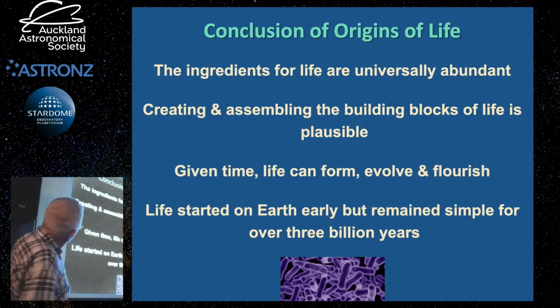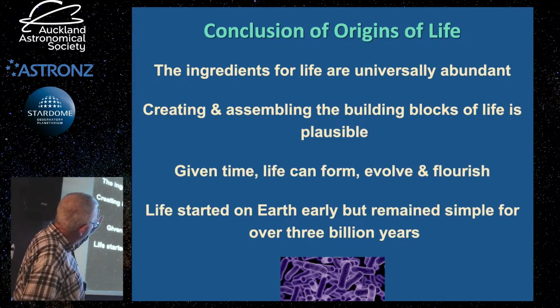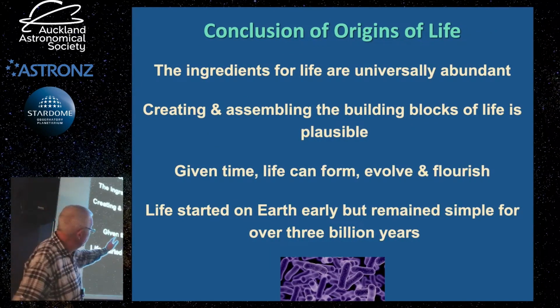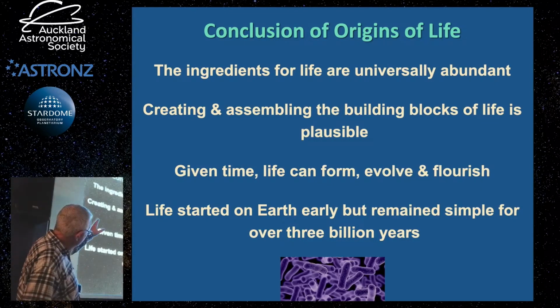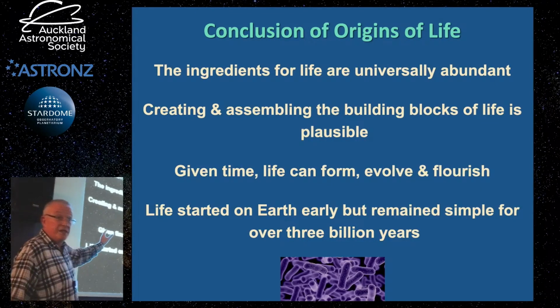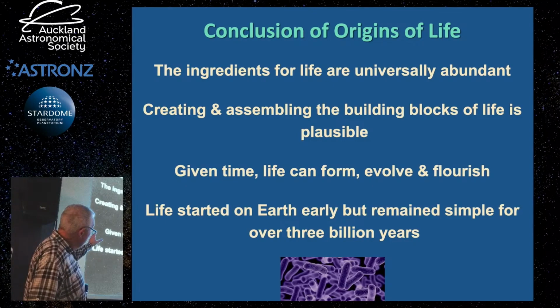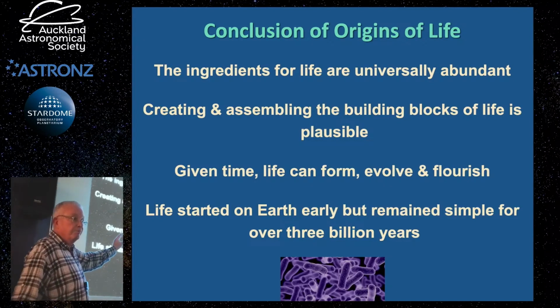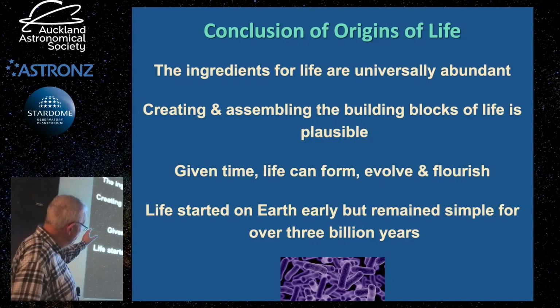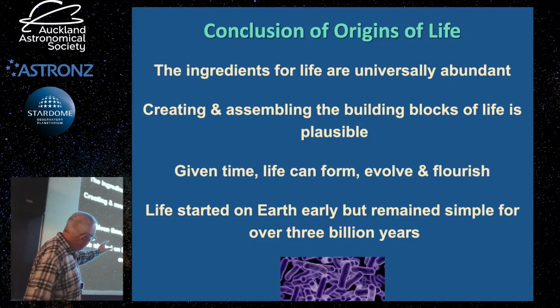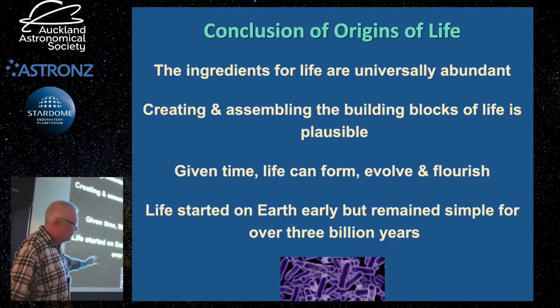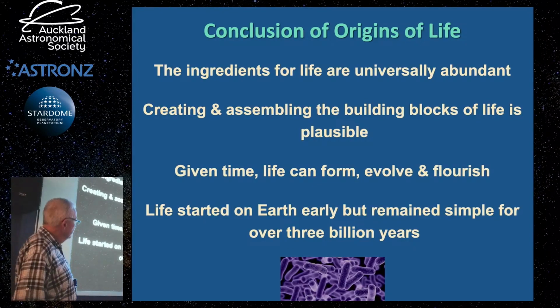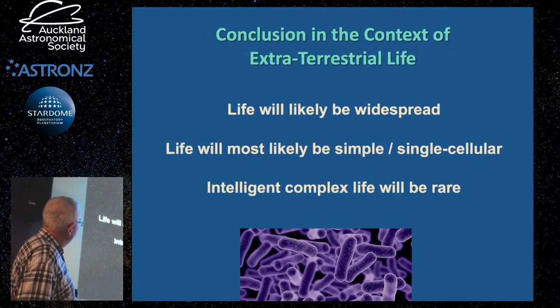So, conclusion of the origins of life: the ingredients for life are universally abundant. I've shown you that. I've shown you that creating and assembling the building blocks of life, yes, it is plausible. Given time, life can form, can evolve, and as you see, it can flourish. I think there's up to about 8 million species on Earth. They've identified 2 million. Life started on Earth early, but remained simple for over 3 billion years.